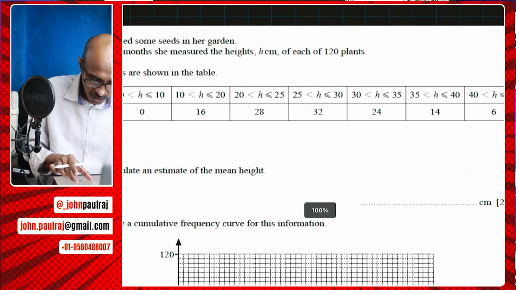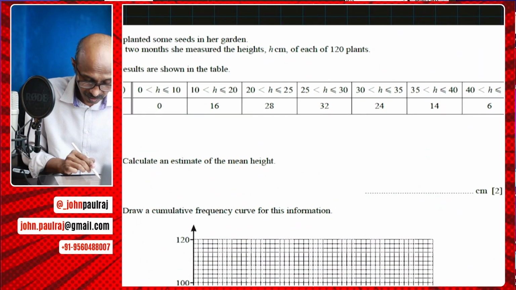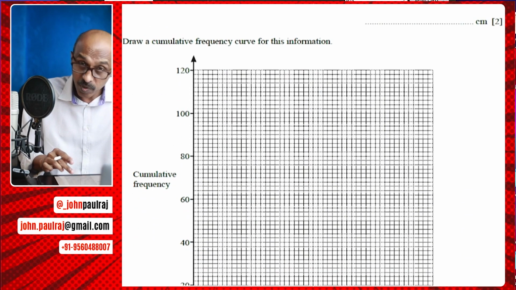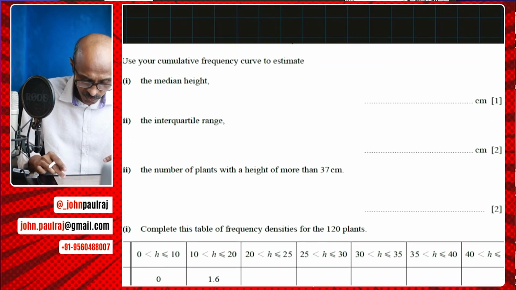Okay, they started with a grouped frequency distribution. I think this is also 2018. Okay, calculate the estimate of the mean. Okay, we've already seen a question like that. They asked for a cumulative frequency curve. Okay, using the cumulative frequency curve, you have to answer the questions.